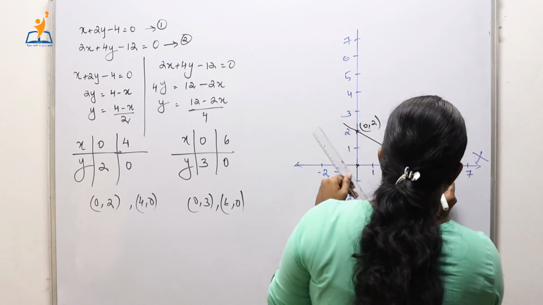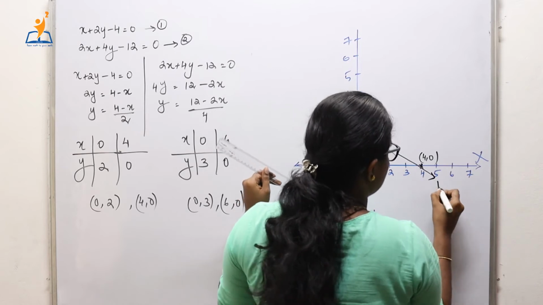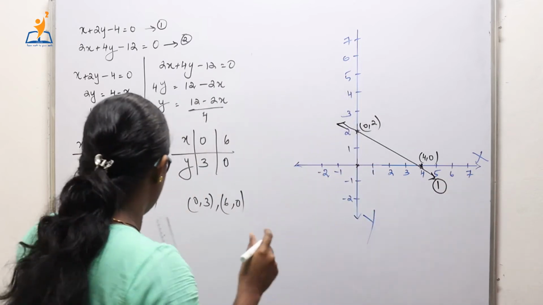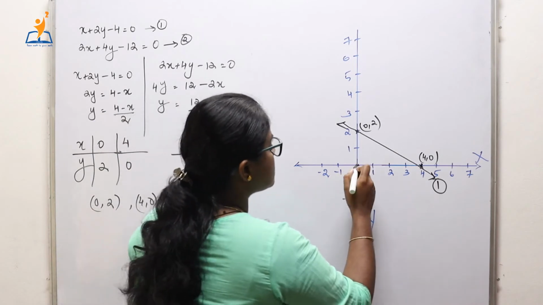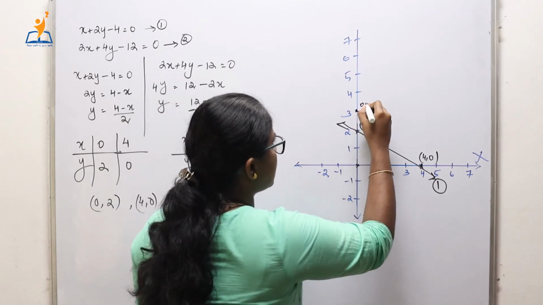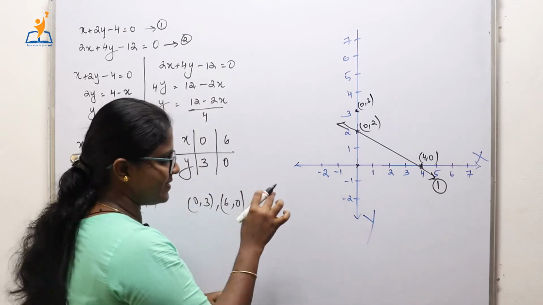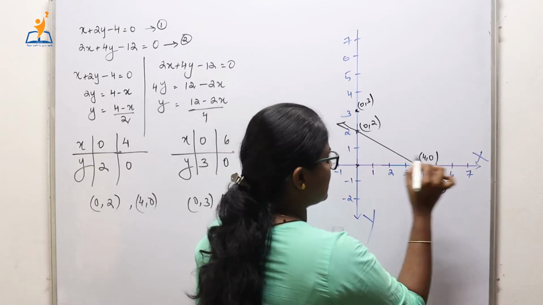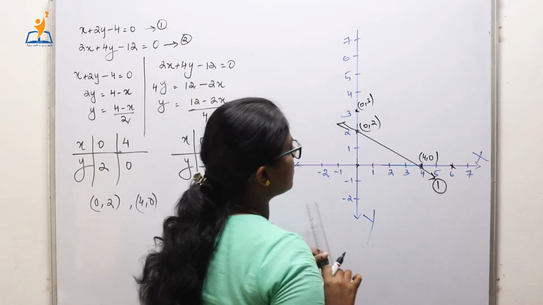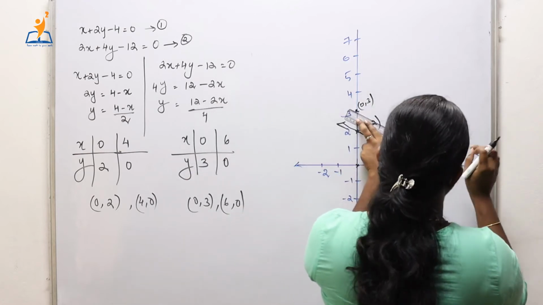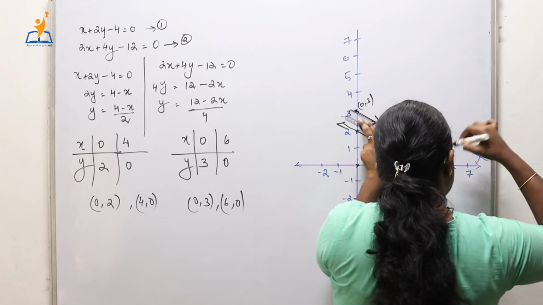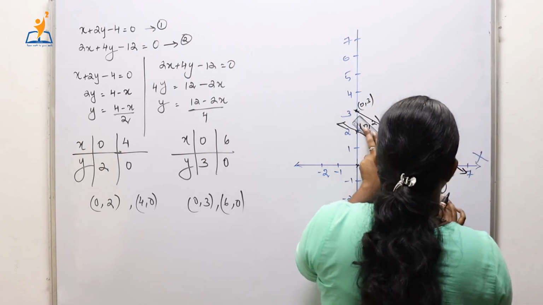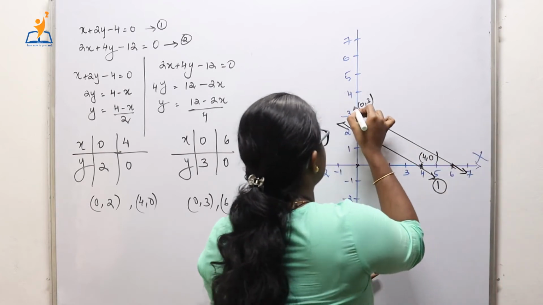Yes. This is the line corresponding to equation number 1. Now we will go for 0, 3 and 6, 0. Now 0, 3 is this point, okay, and 6, 0 is this point. So let's draw that too, and the line corresponding to equation number 2 is this one.